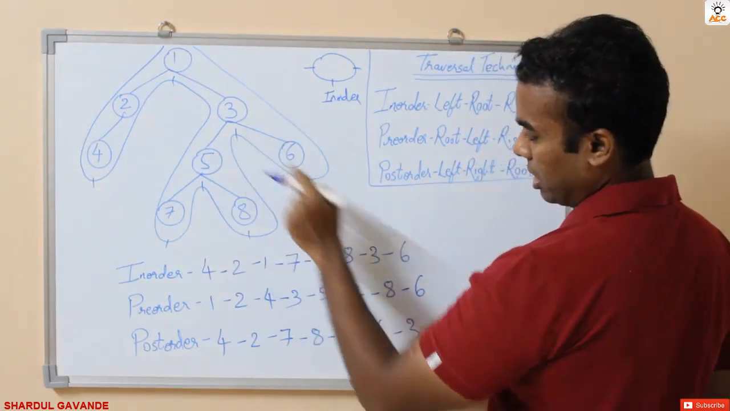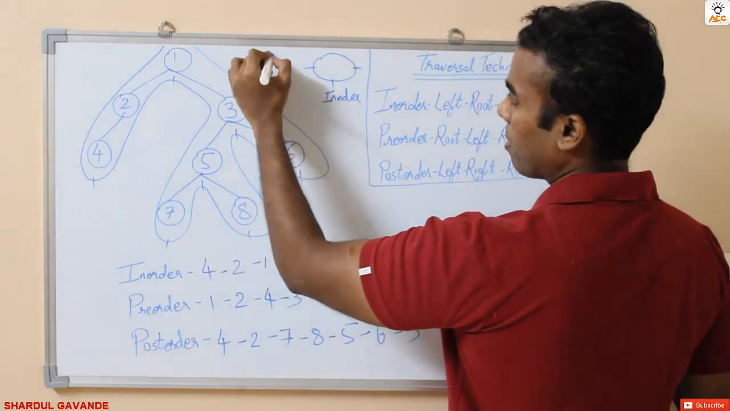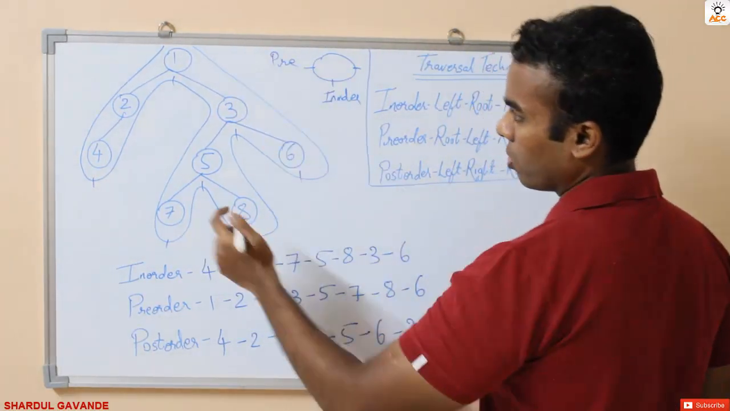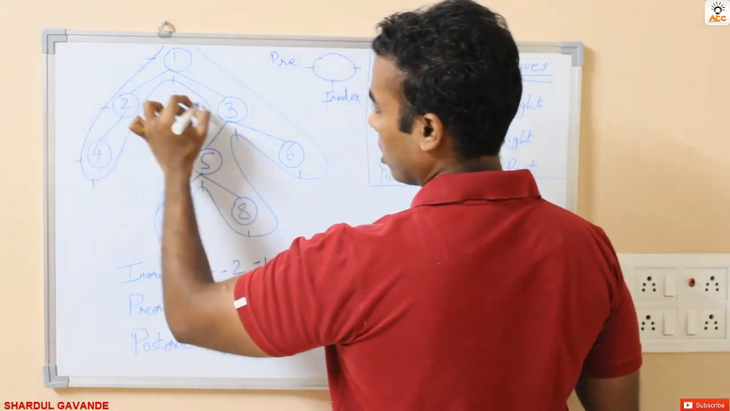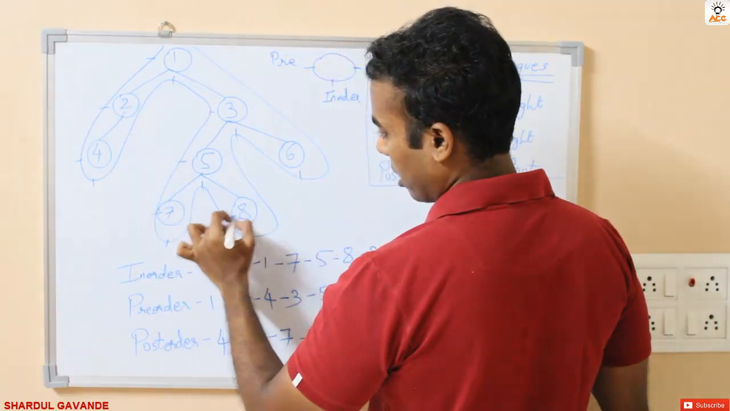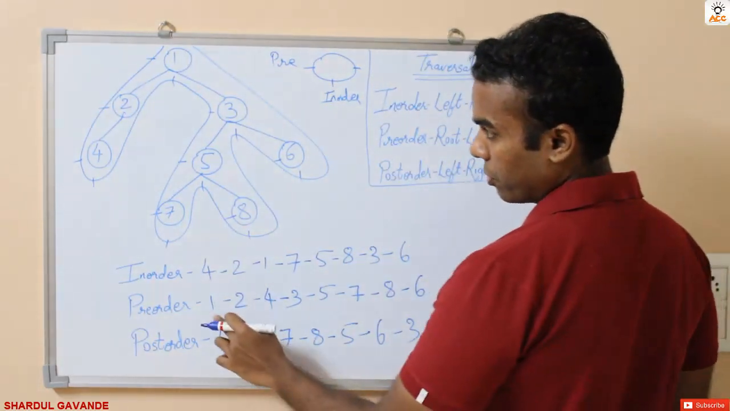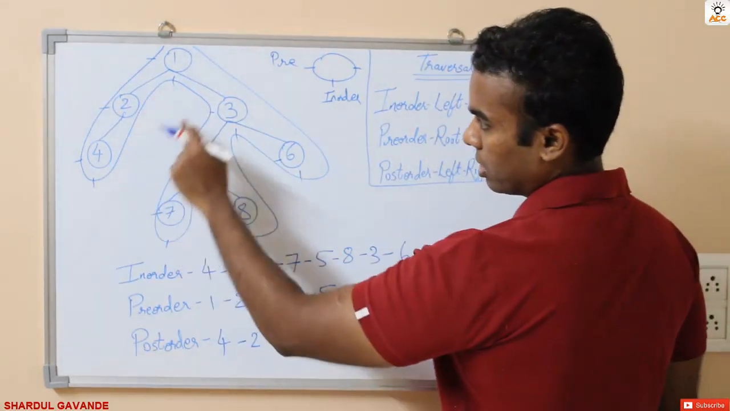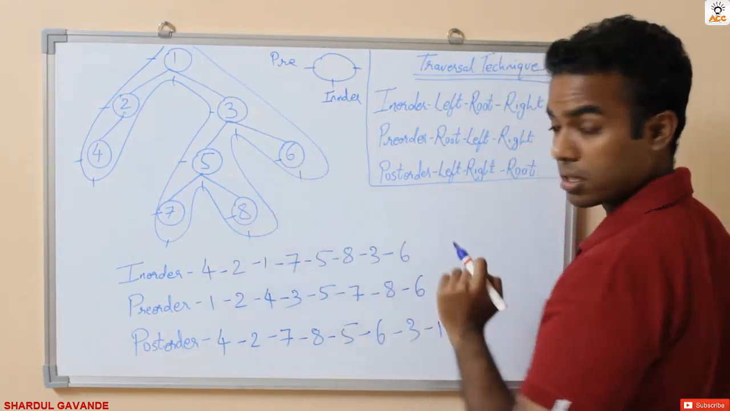8, 3 and 6. Now next is pre-order. For pre-order marking, we have to mark to the left of our node, following the path 1, 2, 4, then I have 3, 5, 7, 8 and I have 6. So if you check: 1, 2, 4, 3, 5, 7, 8 and 6.